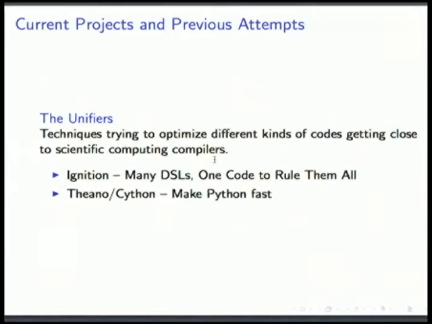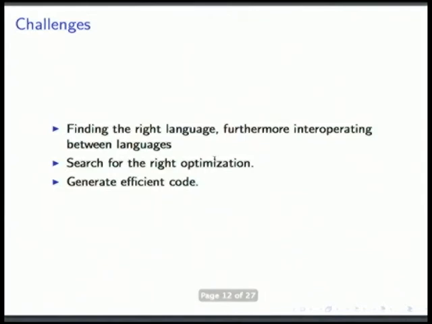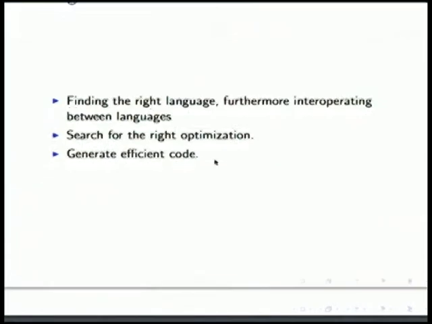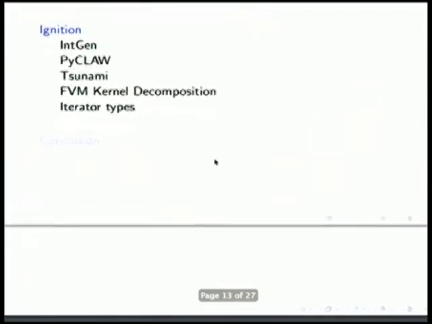And now the idea is we want to unify these things. We want to be able to intersperse them, use them for different compilers, and get to the machine. So Ignition is one idea to run this. We want to find the right language and interoperate between the languages, and then look for optimizations and other things like that.